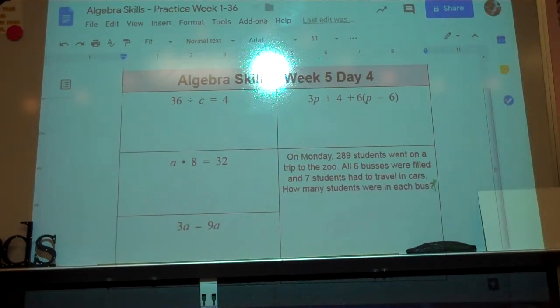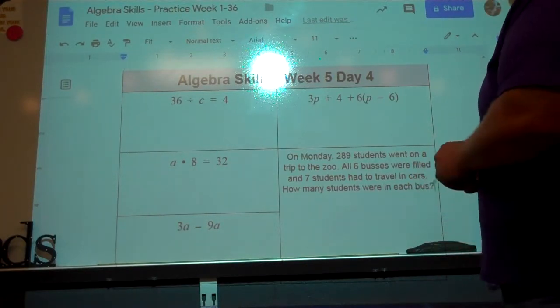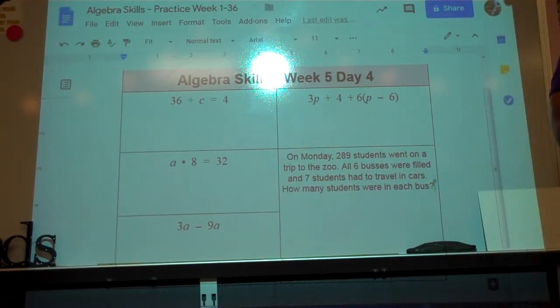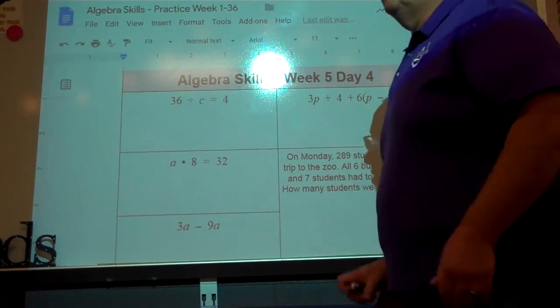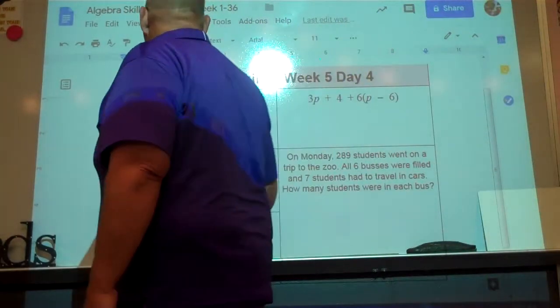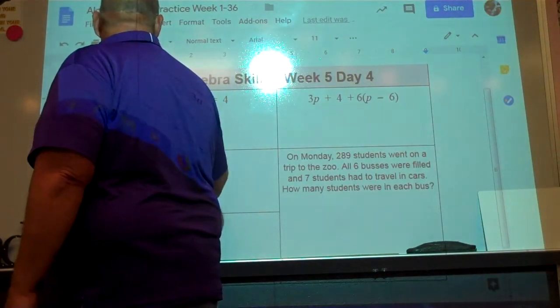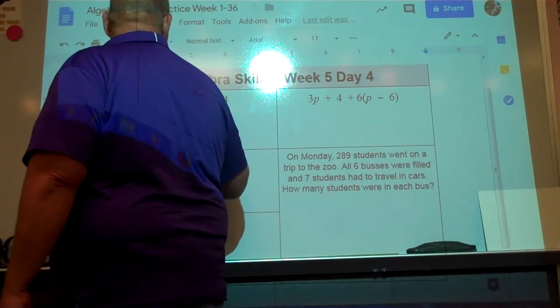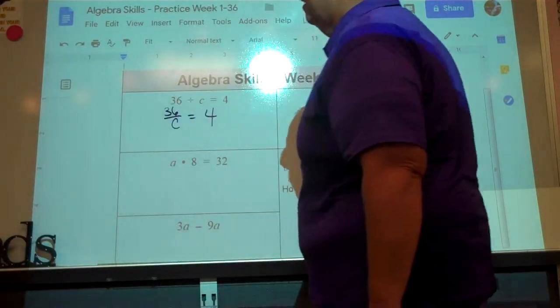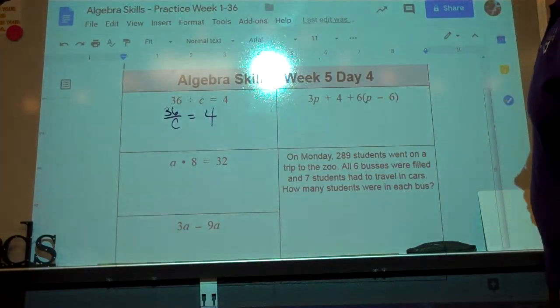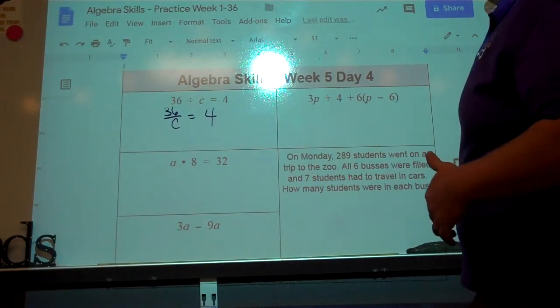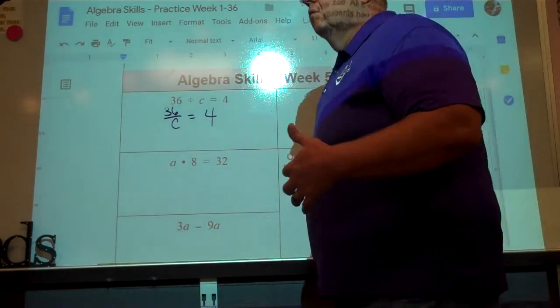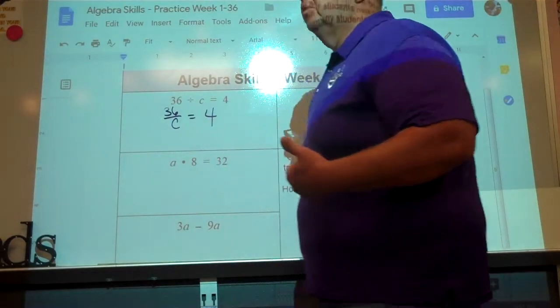First one is 36 divided by C equals 4. What's something we can do right away? We could rewrite that problem, right? To look a little better. Doesn't matter which way the c is, whether it's on the top or the bottom? Yeah. It's a good question. What do we think? Does it matter where we put the C?